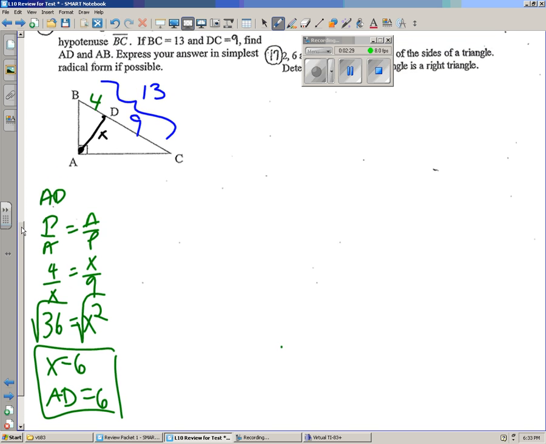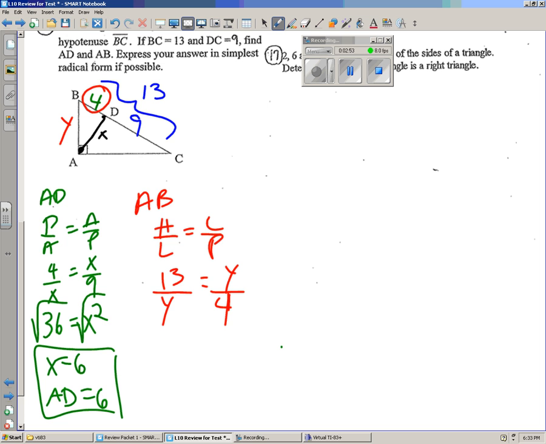Going back up, they asked us to find AB as well. AB is a leg, so I'm going to call it Y. Since we have the hypotenuse and we have a projection, we can use HELP. 13, the hypotenuse, over the leg, which we called Y, equals same leg over the projection on that side of the picture, which is not a 9, it's a 4.